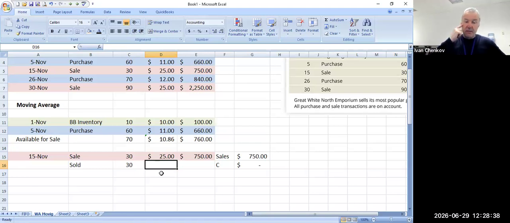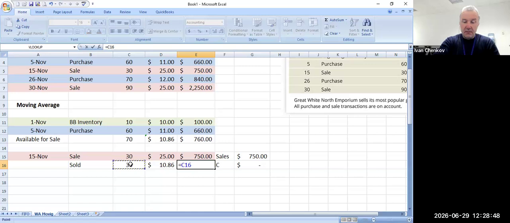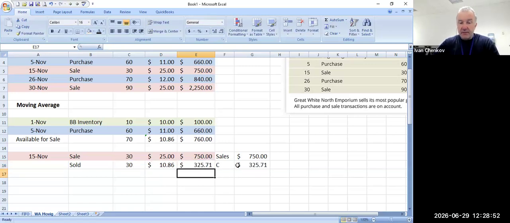So how much is my unit sold? 10.86. 30 units, 10.86 is the cost. My total cost here will be 30 times 10.86. It's going to be 325.71. That's my cost of goods sold, and I have my gross margin right there.